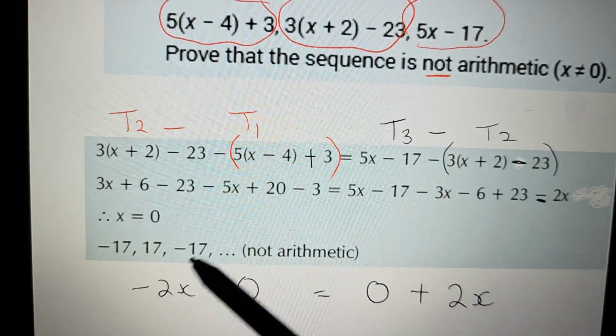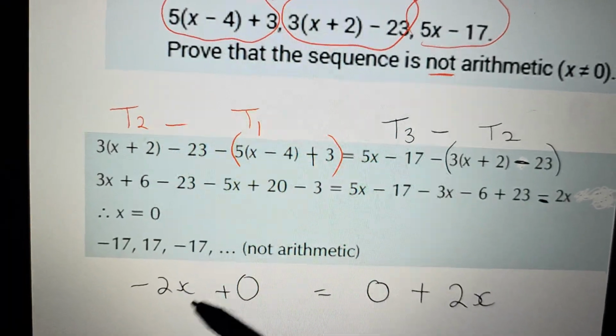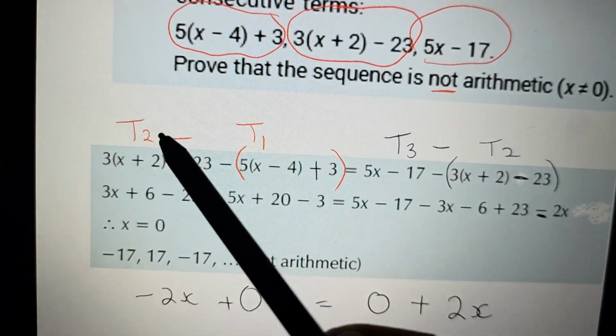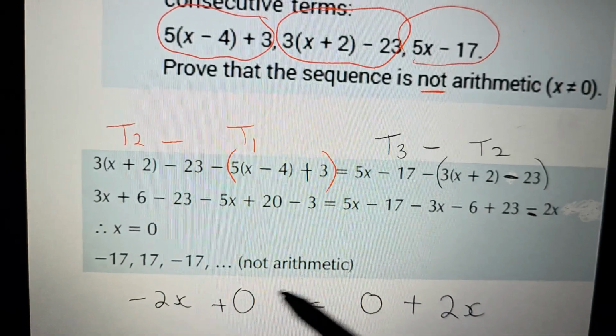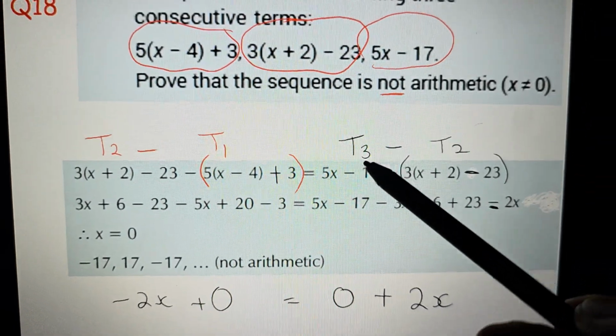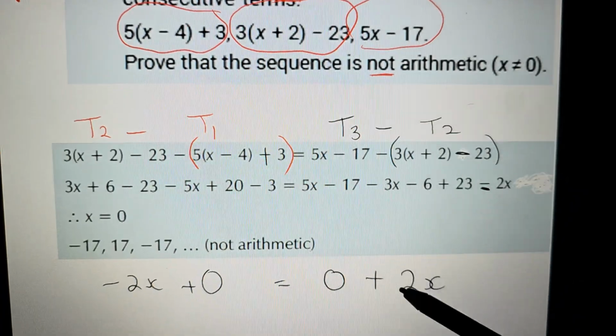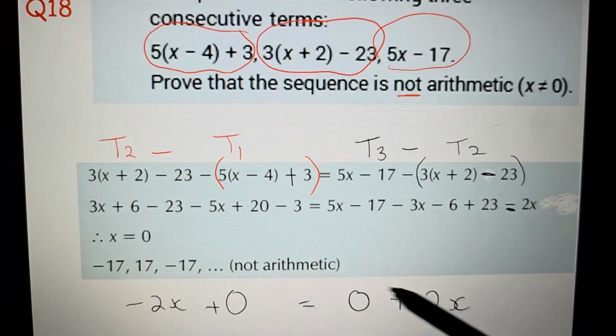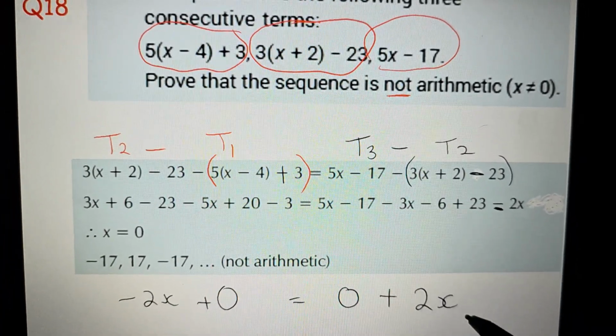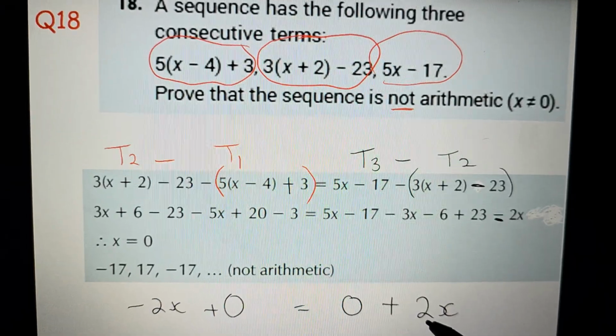So on the left-hand side, I end up getting minus 2x plus 0, which is just minus 2x. So the common difference between term 1 and term 2 is minus 2x. But over here, the difference between term 3 and term 2 works out to be 2x. Well, they're not equal to each other. This was minus 2x, this was plus 2x. I'm not getting a common difference, all right?